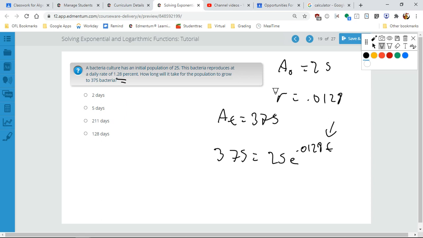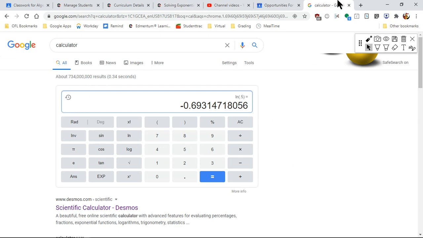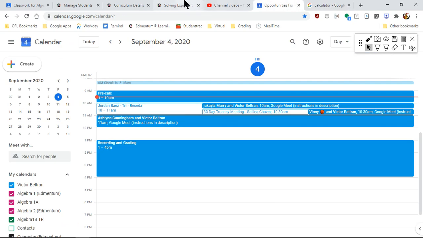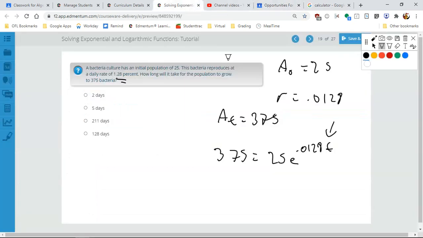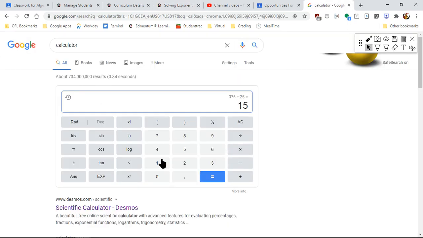So first things first, we have to divide. So 375 divided by 25. We get 15. So 15 equals e to the 0.0128 t. ln both sides. So in other words, ln of what the answer was we got before, ln of 15 equals 2.7.